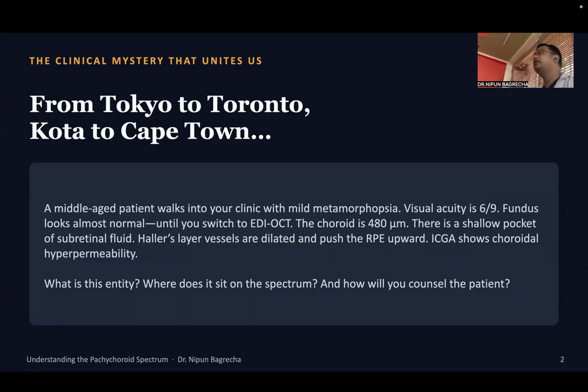No, the OCT is showing a shallow pocket of subretinal fluid between the RPE and the neurosensory retina. Huh? Sorry?